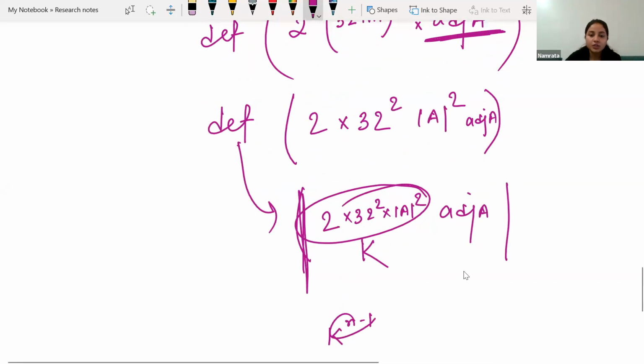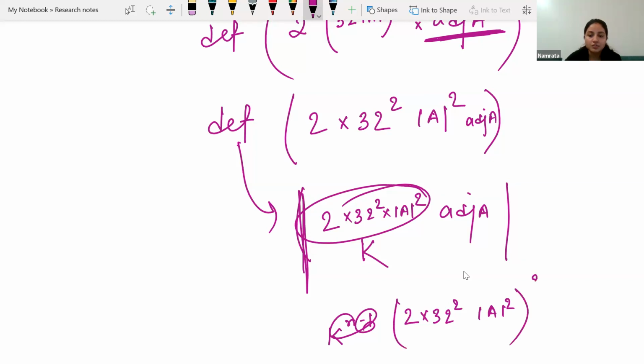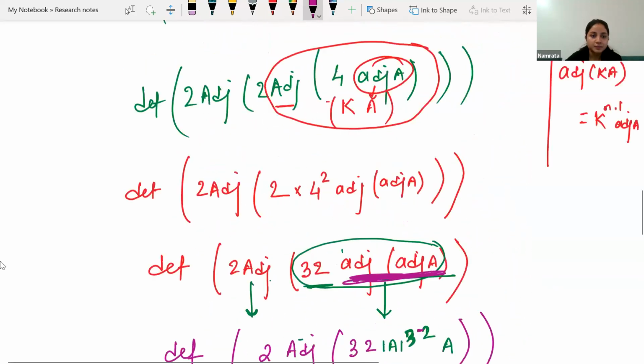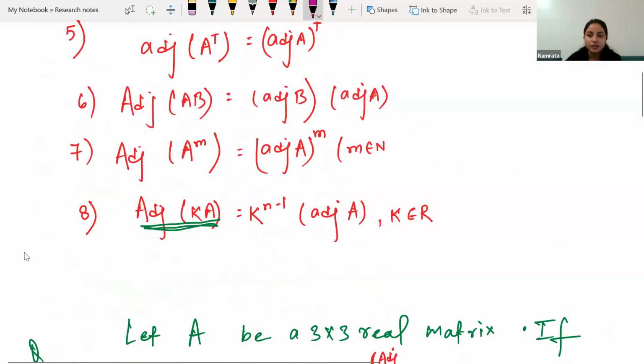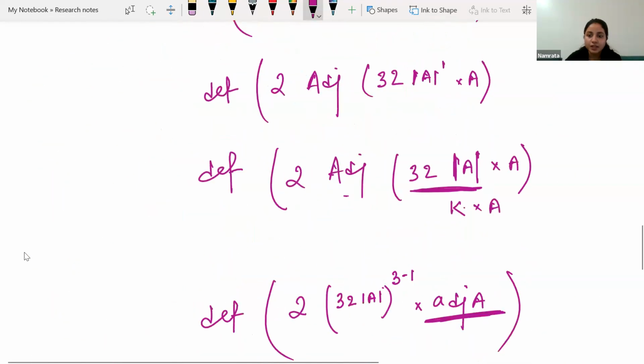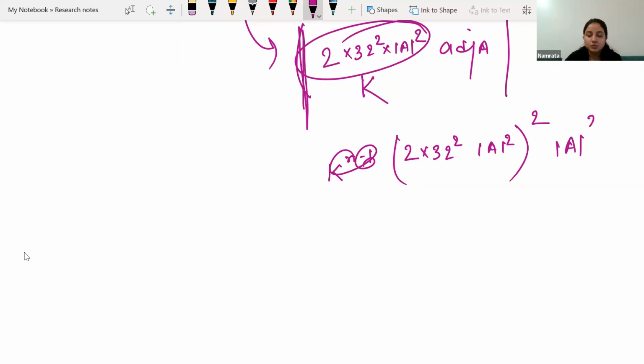We can write k to the power n minus 1. So 2 times 32 squared times determinant A squared. If we take n minus 1, that means square. And determinant of adjoint A can be written as determinant A to the power n minus 1, that's power 2. Yeah, that is equal to 2 to the power 41 is there.